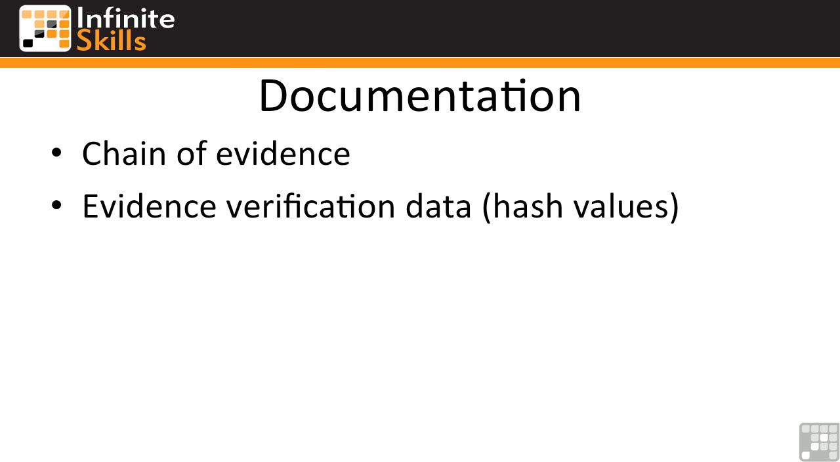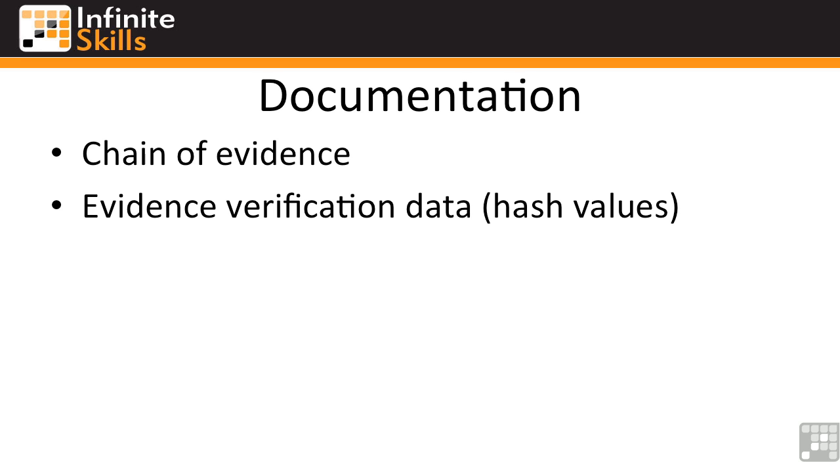Along those lines, you need to make sure that you understand what the documentation is going to look like. You need to have a chain of evidence. You need to have evidence verification data for where you do have digital pieces of evidence. So you need to have hash values. Ultimately, you need to be able to both control and document everything that has gone on with the evidence that you have acquired from the point that you acquire it to the point that you hand it off or present testimony for the evidence.